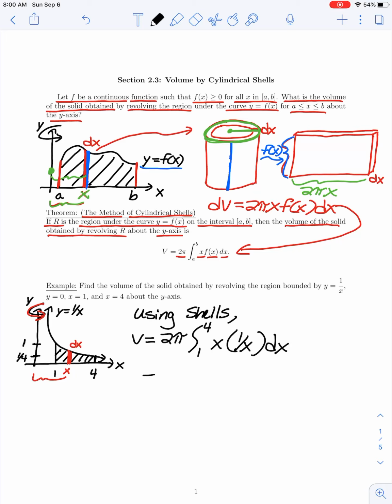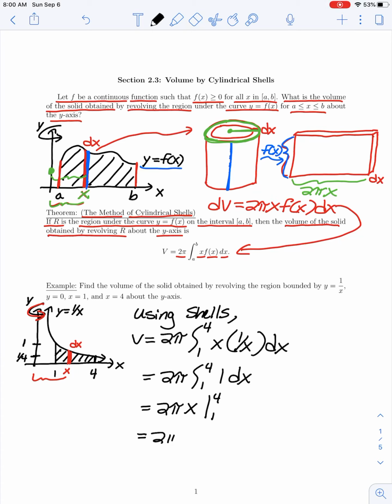So we can see here, this simplifies pretty easily. We have 2 pi times the integral from 1 to 4. The x times 1 over x leaves us with 1 dx. So we have, for an antiderivative, 2 pi times x, and we're evaluating from 1 to 4.